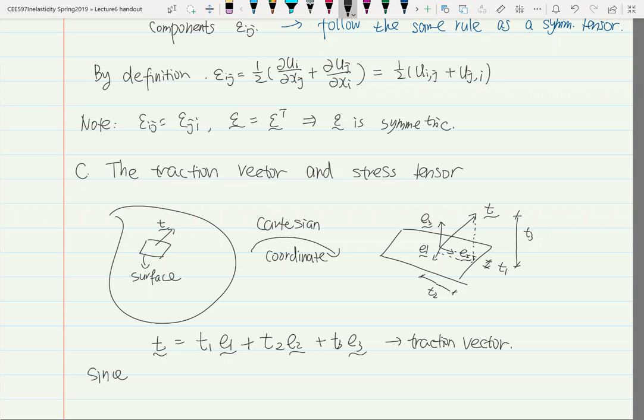Notice this traction vector is acting on a surface, so it really matters which surface the traction vector is acting on. Usually we define the traction vector in relation to the normal vector of that particular surface. In this case, as we drew, we specify this traction vector to be acting on the surface where E3 is the normal vector. Since the E3 direction is the normal direction, T(E3) equals T. So we specify this traction vector as the E3 traction vector.